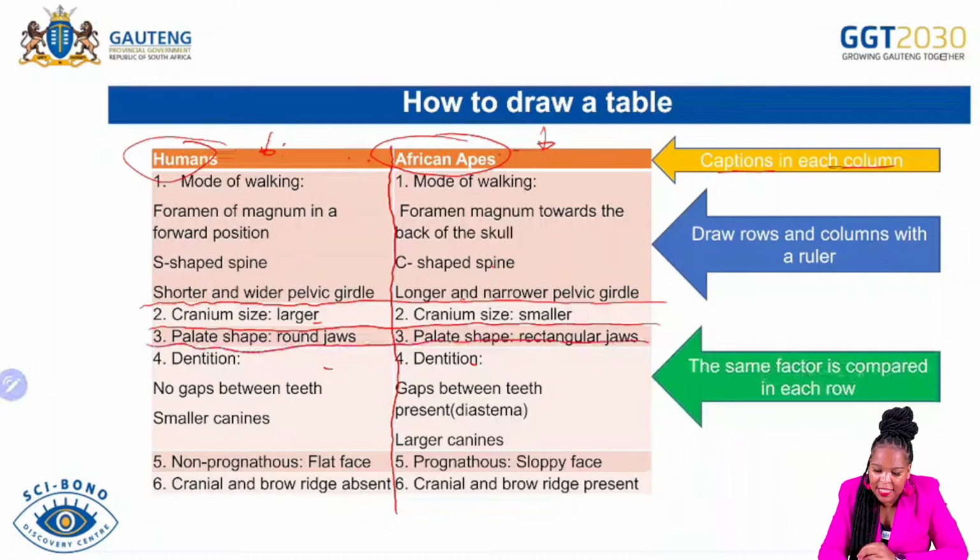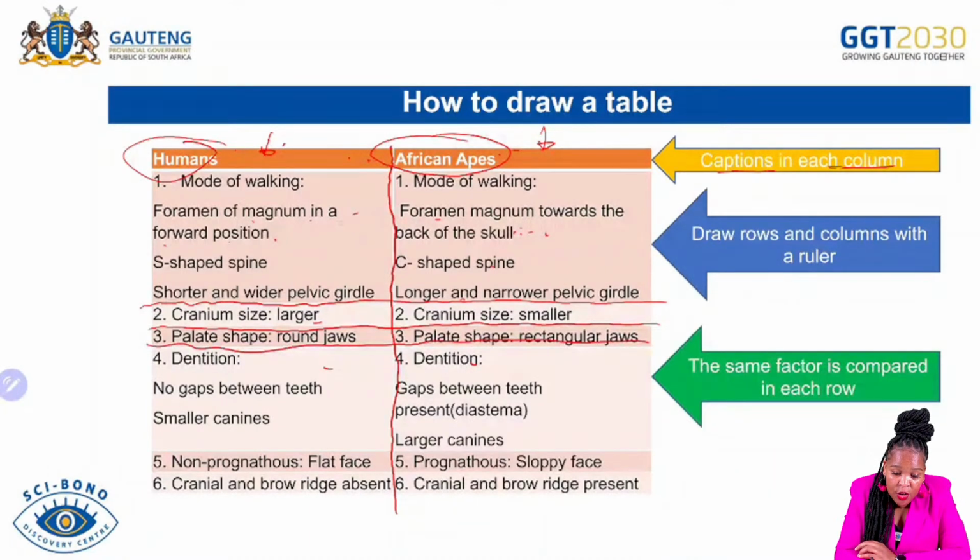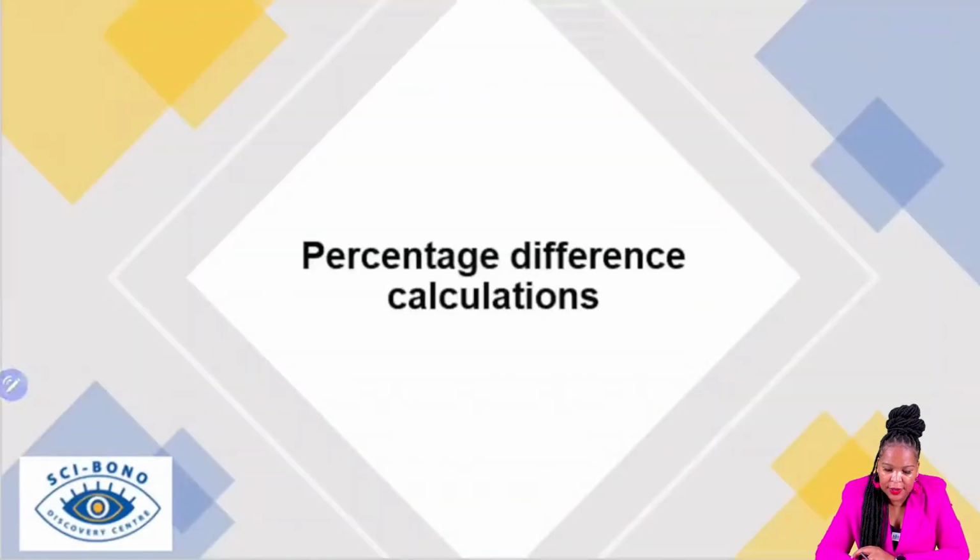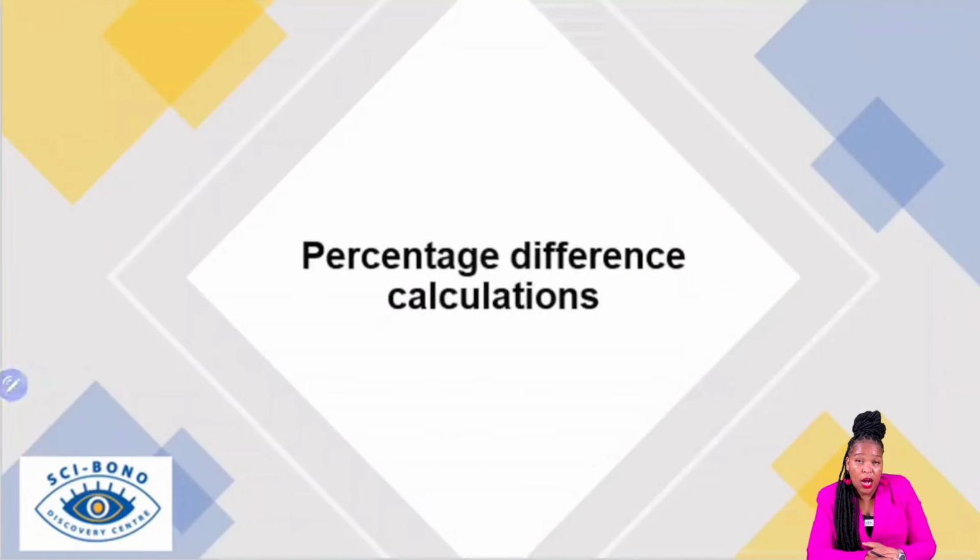Now the same factor is compared in each row. Here you are talking about the foramen magnum in a more forward position. You cannot start talking about the teeth, they have gaps in between. They do not correlate. So what is on the left must be compared to what is on the right. So you must be speaking of the same factor. Right. So those are the things that you need to look out for when you are drawing your table.